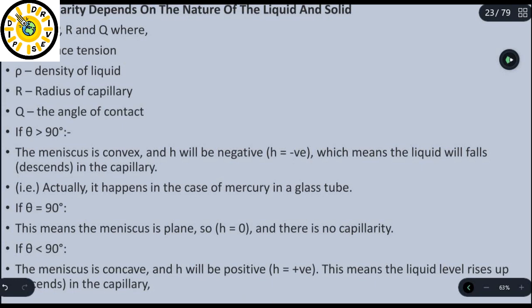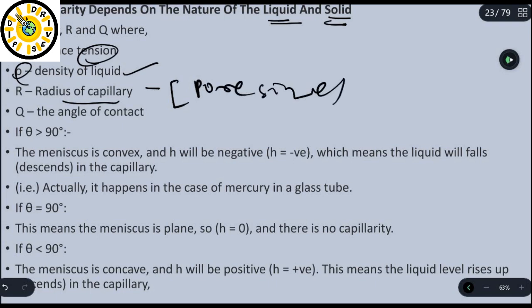So capillarity depends on the nature of the liquid and the solid. T, I also mentioned, is the surface tension that makes the liquid rise. Rho is the density of the liquid, R is the radius of the capillary. So in case of the aquifer this is called the pore size. Okay, theta is the angle of contact.